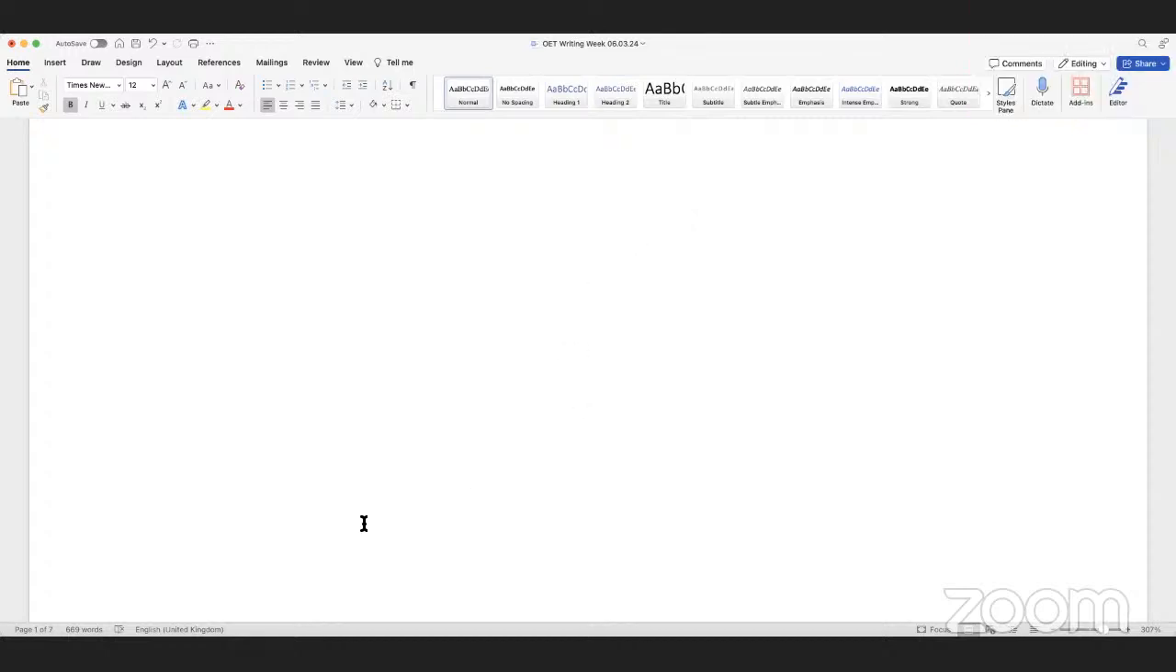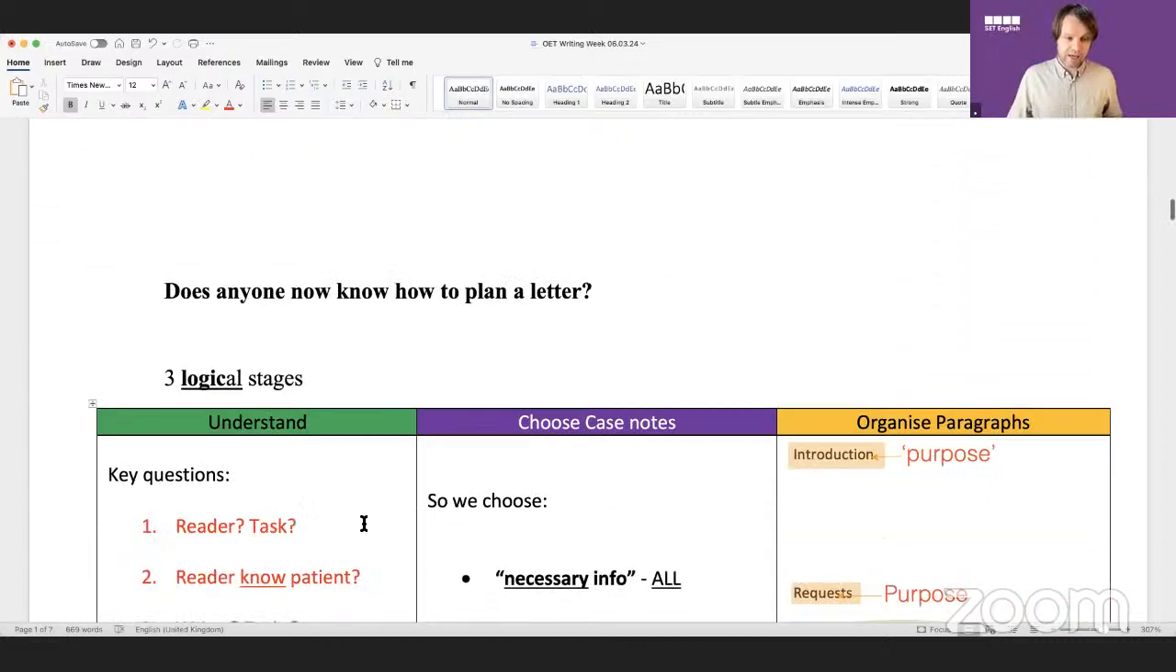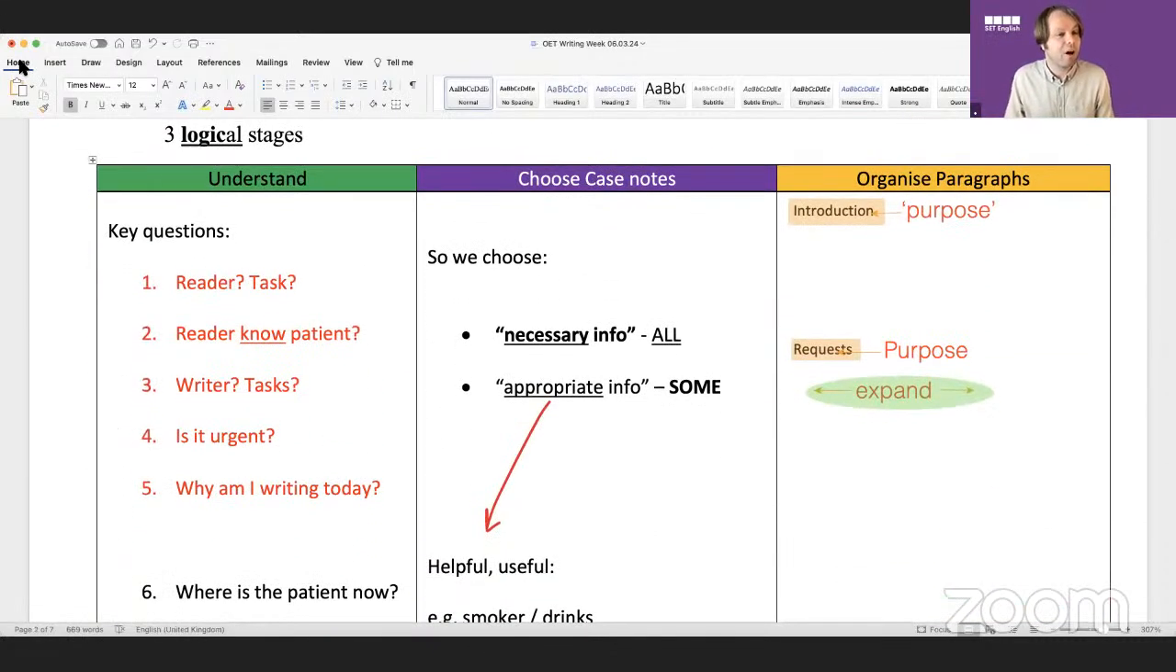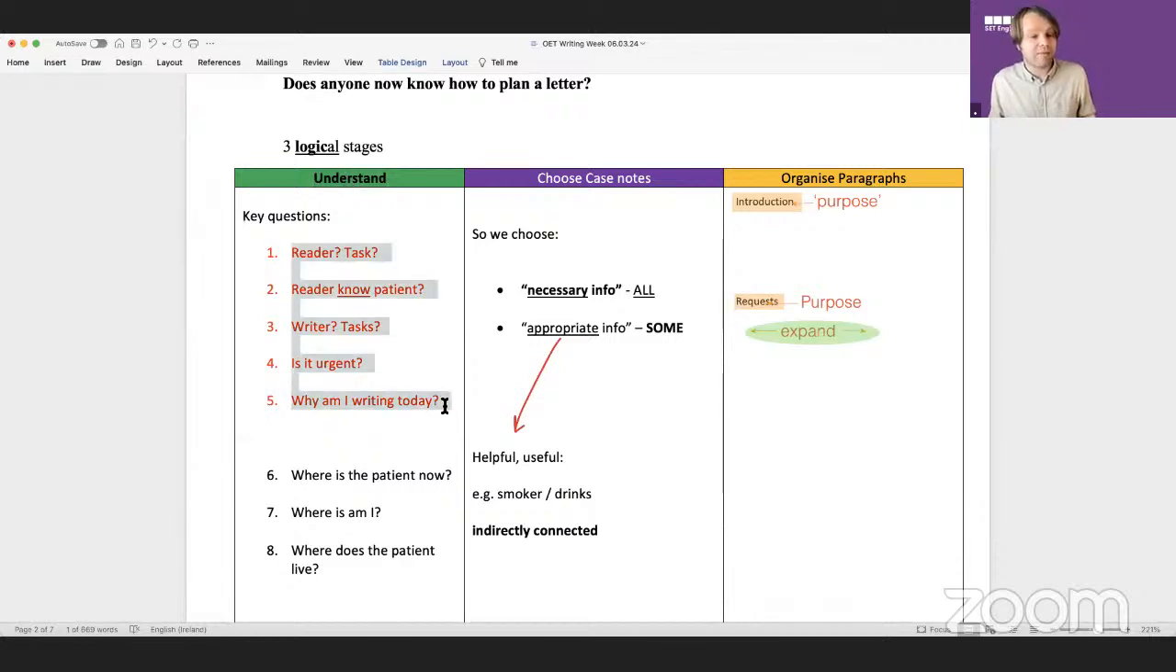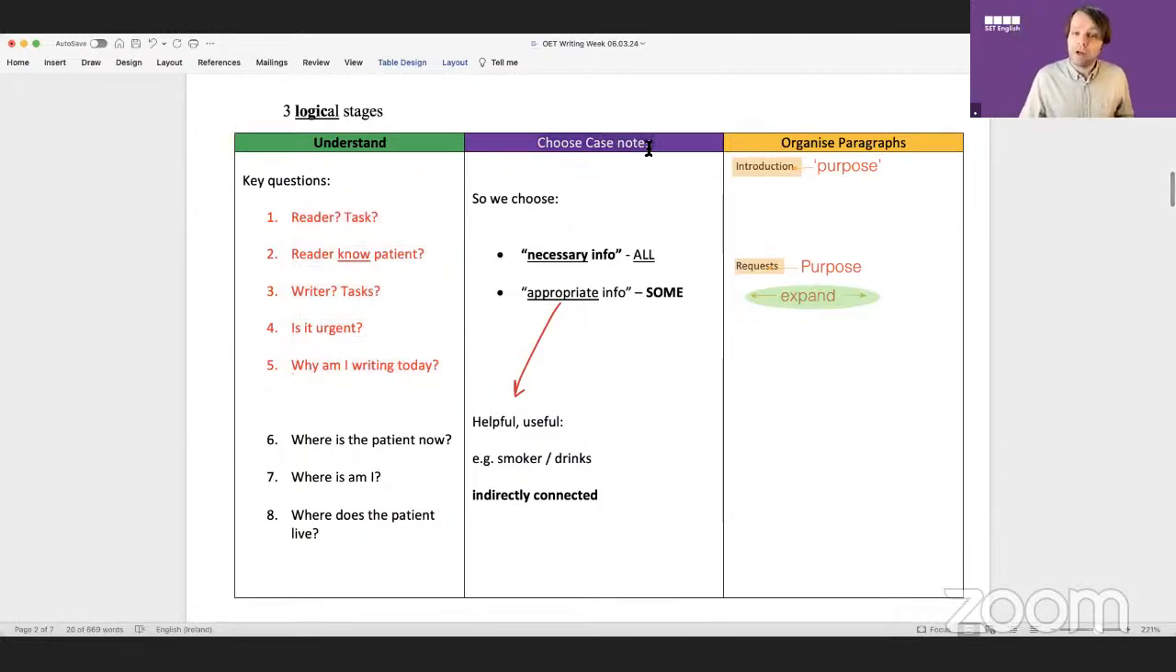Thank you. So yesterday I went through this and it was three logical stages of planning. And the first step is understanding. It's a good piece of advice to make sure you answer these five questions, because these five often can lead to problems. So that's the first thing you should do when you're planning your letter. Then you could choose your case notes, and then you should be trying to organize into paragraphs. We spoke about this yesterday, all right?